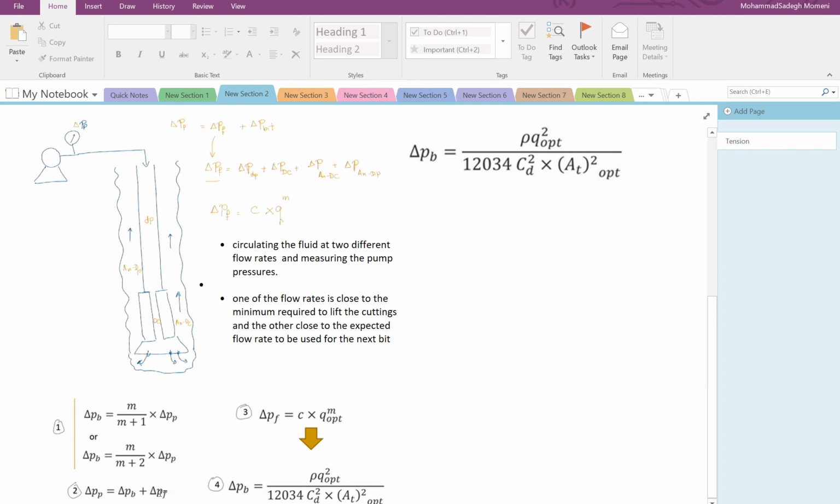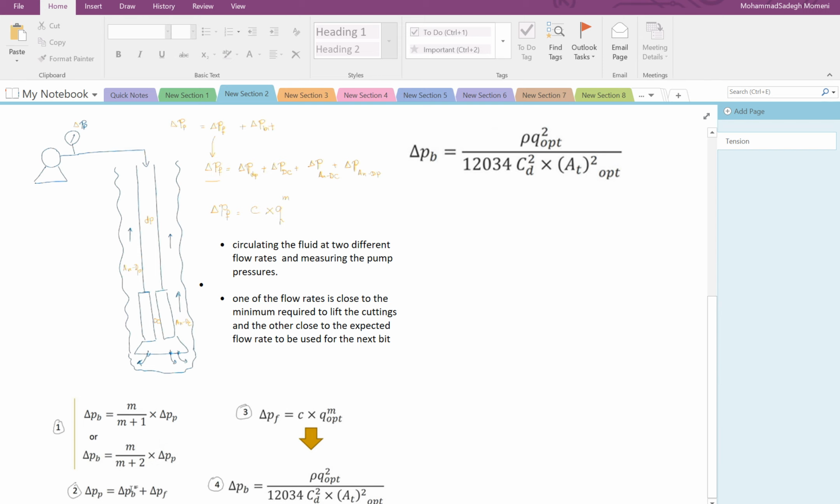When I have the frictional pressure using this equation, because we found C and M before, I would be able to find the optimum flow rate. And when I have the optimum flow rate, I would be able to find the total nozzle area. So one more time, the first step is to use one of these two equations based on the method that we want to follow.